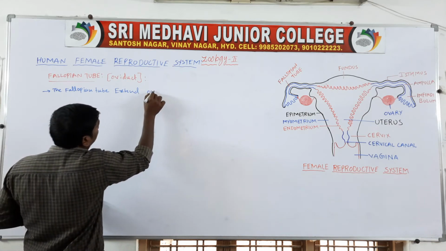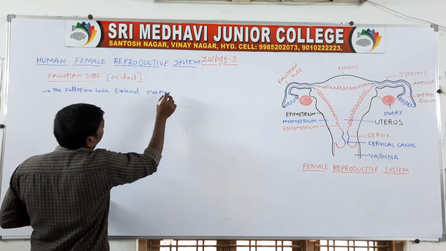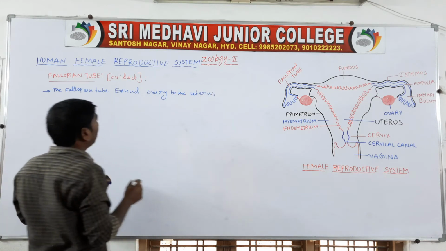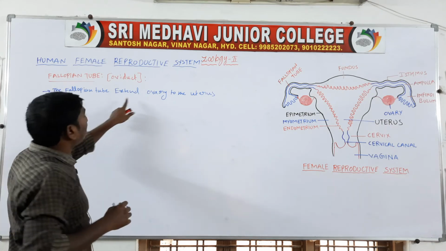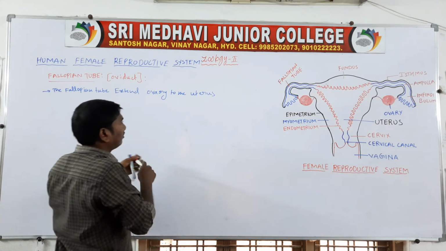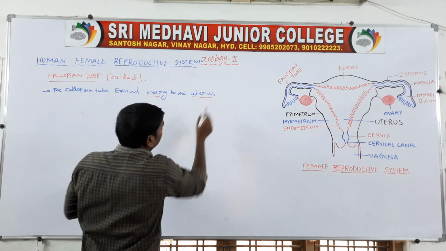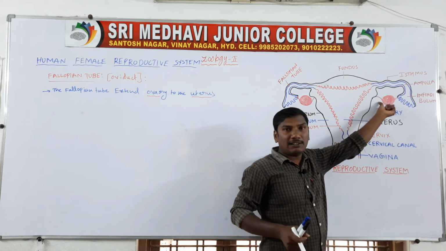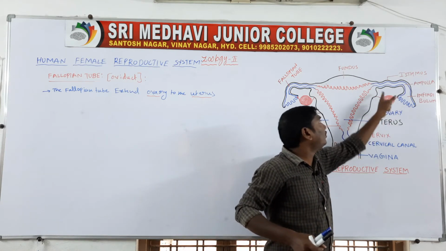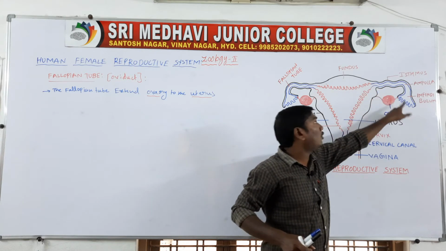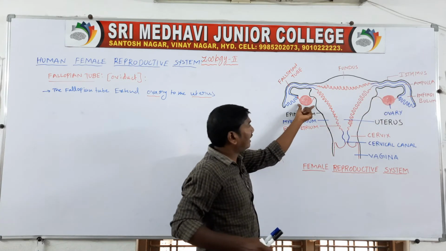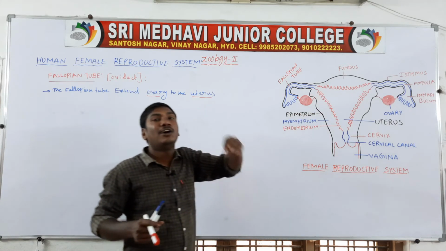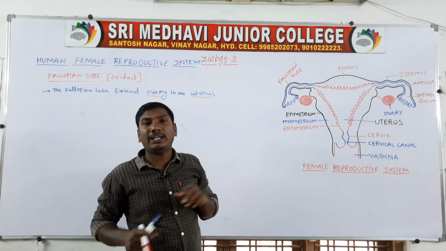from the ovary to the uterus. So they start from the ovary and open into the uterus. The fallopian tube extends from the ovary to the uterus.